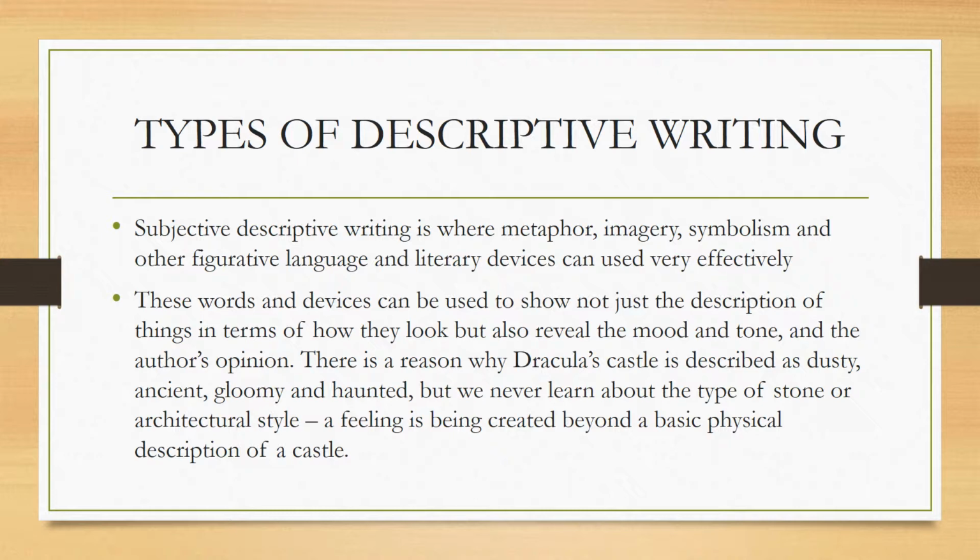These words and devices can be used to show not just the description of things in terms of how they look, but also reveal the mood and tone and the author's opinion, and atmosphere as well. There's a reason why Dracula's castle is described as dusty, ancient, gloomy, and haunted, but we never learn about the type of stone or architectural style. A feeling is being created beyond a basic physical description of a castle.